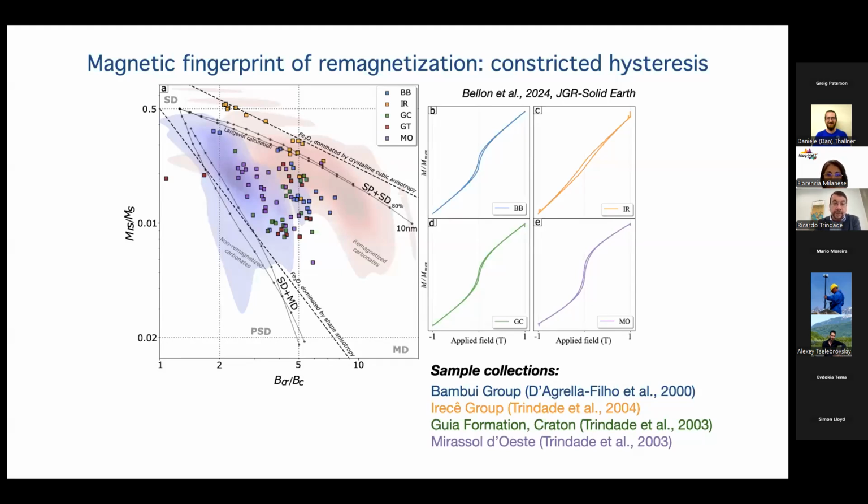That's for all the units that we have studied. They fall between the trend considered for remagnetized carbonates here at the top, and the trend for non-remagnetized carbonates. As previously shown by other authors, those trends are really not always valid for remagnetized carbonates.